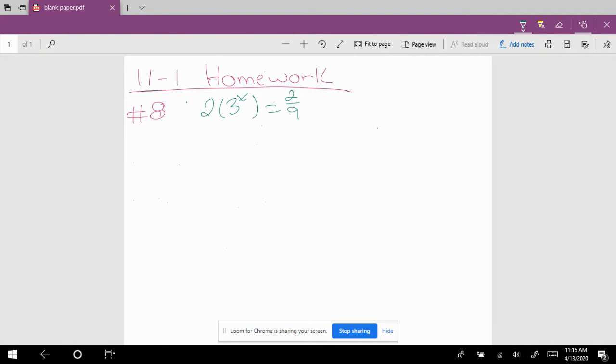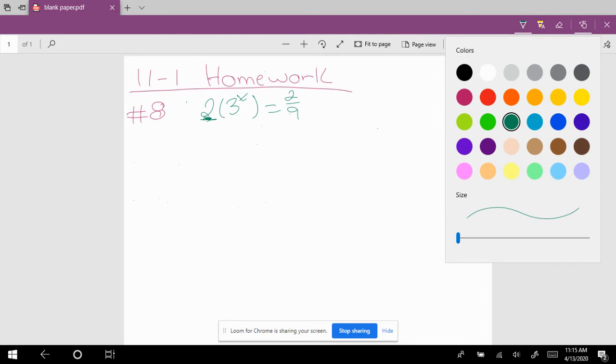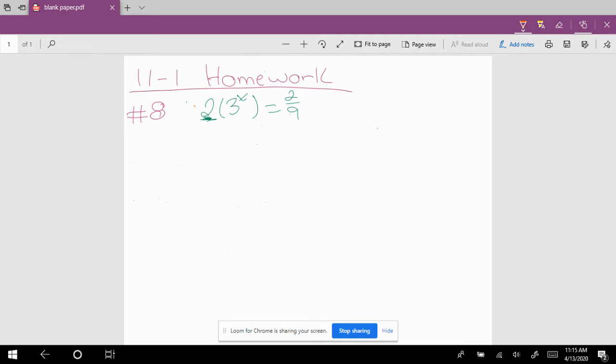So we need to divide both sides by 2, because we need to get rid of this guy right here. Now recall that dividing by 2 is the same thing as multiplying by 1/2. So I'm going to show on both sides, multiply by 1/2. That gets rid of the 2, because it becomes 1. And then on the right-hand side, 2/9 times 1/2. I can either multiply straight across and then reduce, or I can cross-cancel the 2's, and it's going to leave me with 1/9. So now it's 3 to the x equals 1/9.